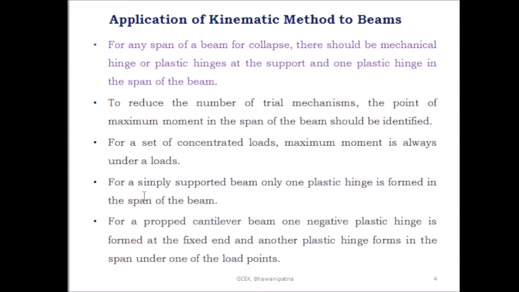In the case of a simply supported beam, only one plastic hinge is found in the span of the beam. In the case of a propped cantilever beam, one negative plastic hinge is found at the fixed end and another plastic hinge is found in the span under one of the load points.